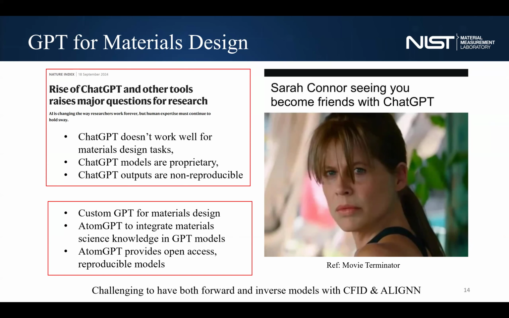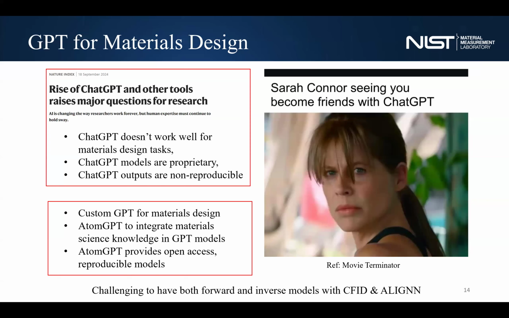But if you look at a materials design problem, first of all, you'll see it's not really trained on a lot of materials data. A lot of materials data is not even there yet because of the periodic table combinations and so on. And second, the ChatGPT models are proprietary, so you don't know what the model is trained on. And third, and most importantly, the ChatGPT outputs are non-reproducible. You ask a question today and you ask the question 3 minutes from now or tomorrow, it will be a different response, which is not good for science.